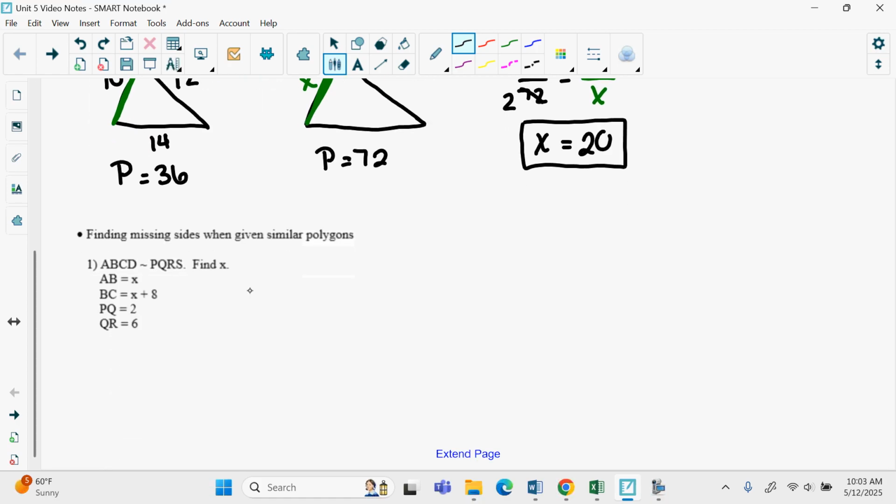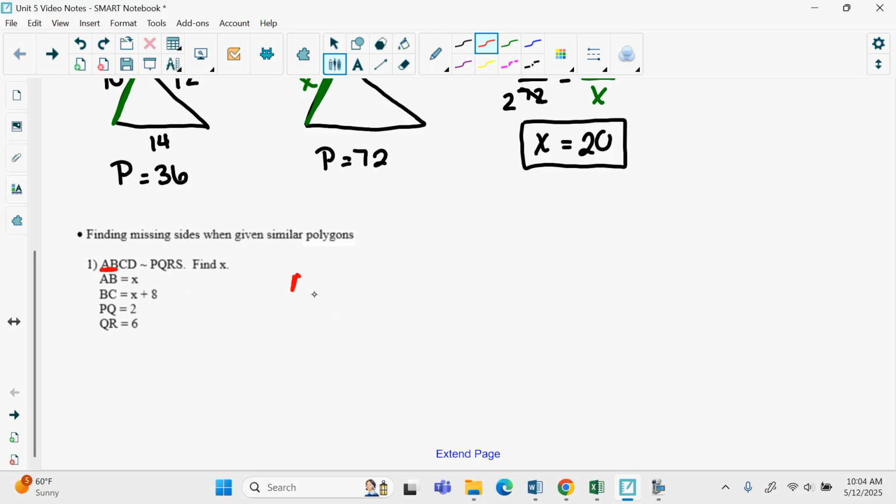Okay. In this case here, I was told that ABCD is similar to PQRS, so I have two quadrilaterals that are similar. Now here they didn't tell me straight out which pieces correspond, but they actually did, because if you recall, when I'm given a similarity statement like this, the order of the letters tells me which pieces correspond. So for example, if I'm looking for AB, that's got an x in it, that's one of the things that I'm looking for.